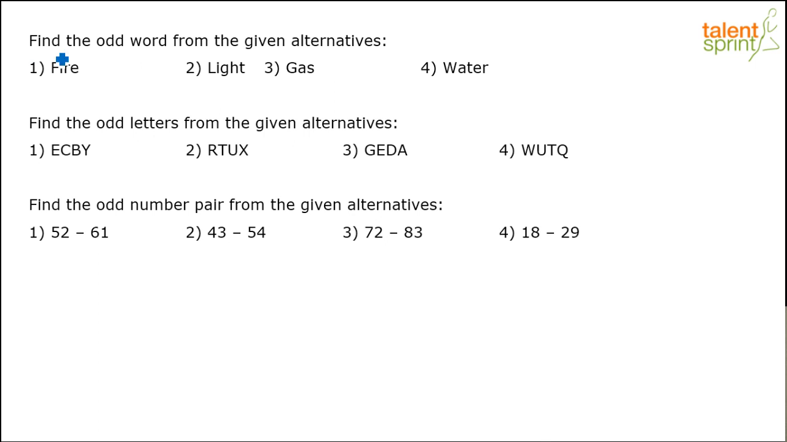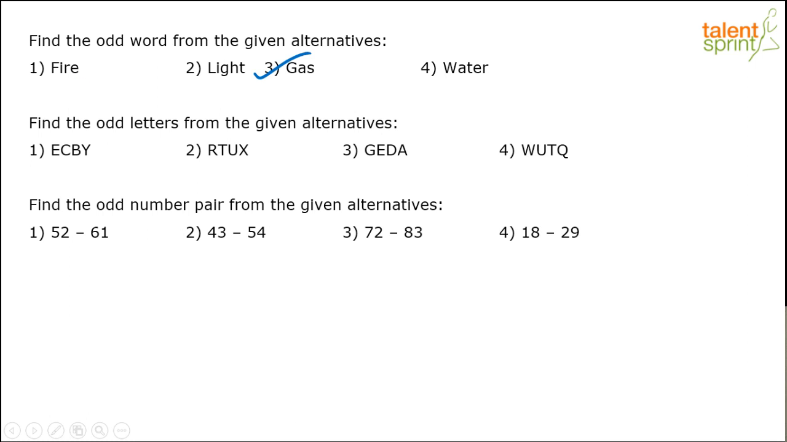Now look at the first one. Find the odd word from the given alternatives. Now options are fire, light, gas and water. Fire, light, gas and water. I would mark gas as the odd one because, if you understand, there is a category.